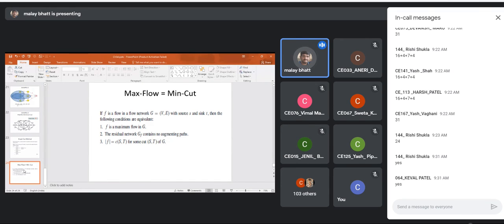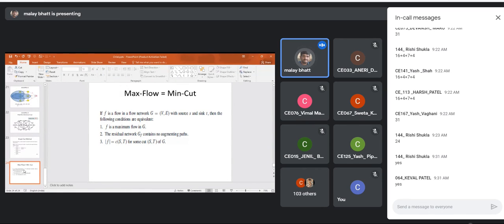So we are just keeping the definition of that theorem here. And these 3 definitions are in it, that F is a maximum flow, residual network does not contain any augmenting path, and the flow value must match with some cut of the graph. That some cut will be the minimum cut. If any of these 3 conditions are true, then you can say the max flow is equal to min cut. If you are not getting any augmenting path in the residual network, so whatever is the flow value of that graph, that should be equivalent to the cut of the graph. So you can say it is a maximum flow.